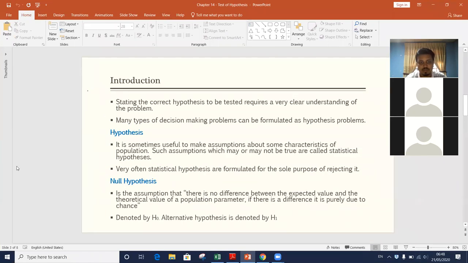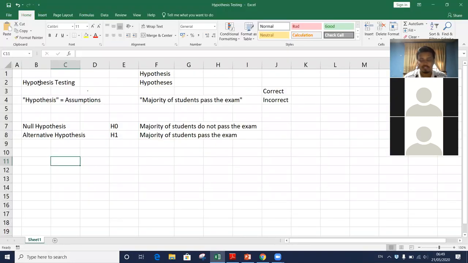What else we should know, right? Stating the correct hypothesis to be tested requires a very clear understanding of the problem, right? Hypothesis. So this is quite a difficult subject to explain for you because you don't have a research component, right?